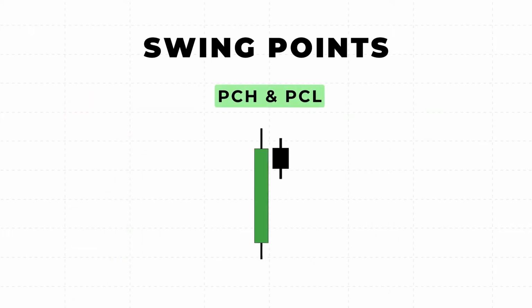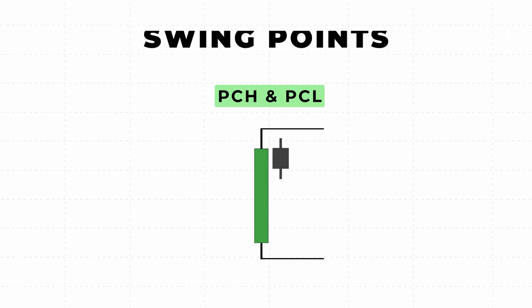The previous candle high is the highest point of the candle just before the one currently forming, and the previous candle low is the lowest point. Think of these as swing points on lower time frames. Now let's see this in action.